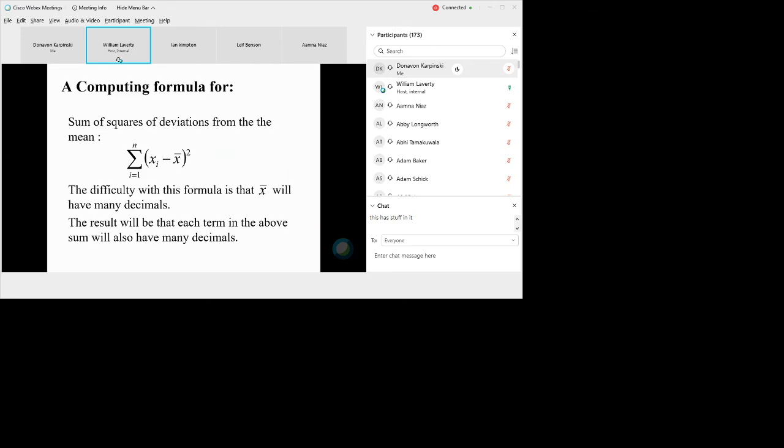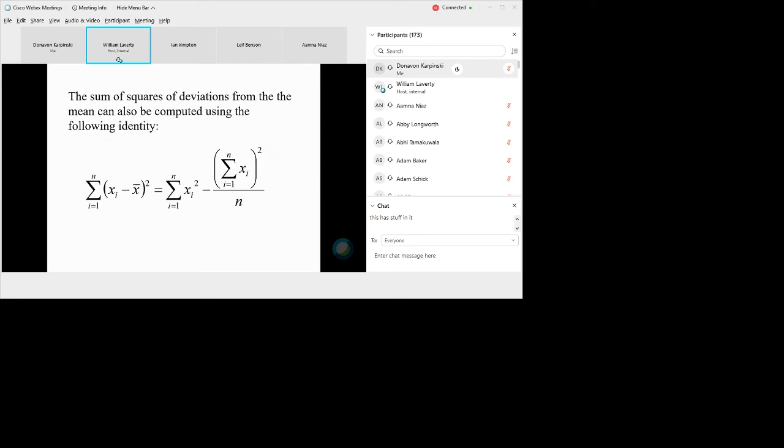To compute standard deviation, you have to compute this sum of squares. The difficulty with this formula is that when you subtract off x bar, xi minus x bar will likely have a lot of decimals. Xi minus x bar squared will have a lot of decimals. Here I'm giving a computing formula for the left-hand side.